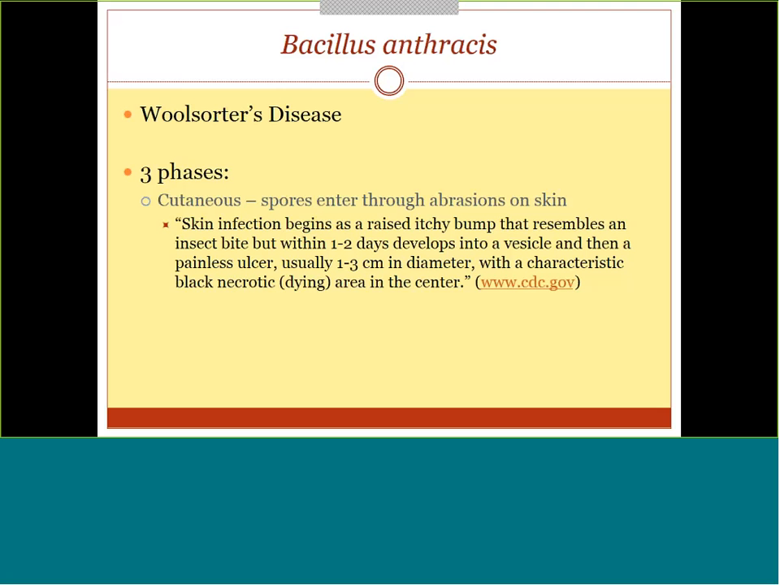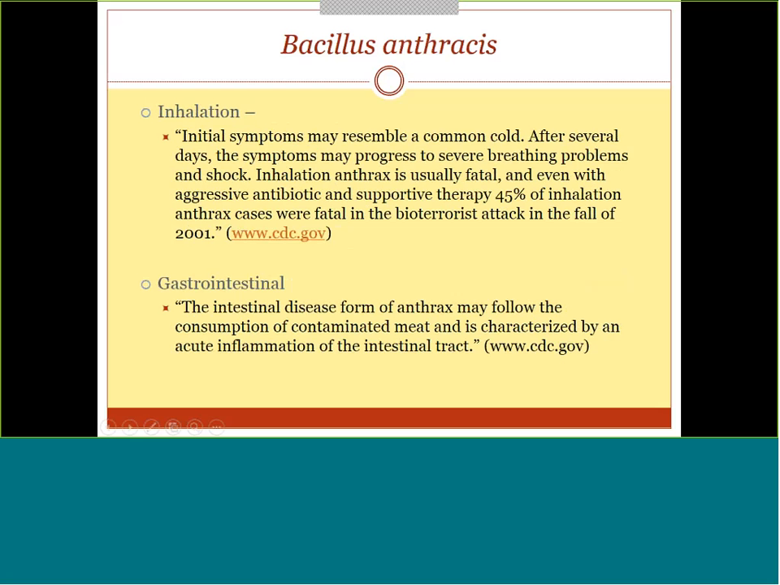So that skin infection will start as an itchy bump that resembles an insect bite, and then in a couple of days will develop into a larger vesicle and then into a skin ulcer. So much larger, 1 to 3 centimeters in diameter. Typically in the center, it will show a black, dying area, is how they describe it.